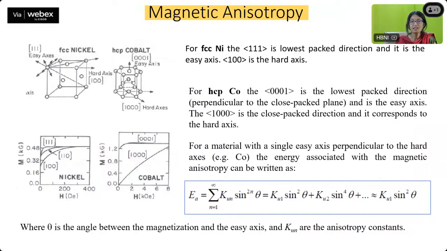And what is this theta? Theta is the angle between the magnetization and the easy axis, and K_u is nothing but the anisotropic constant. So this is the anisotropic constant, and this is how you can write the energy associated with the magnetic anisotropy. So for the magnetic anisotropy energy, this is a particular equation which you have to remember.